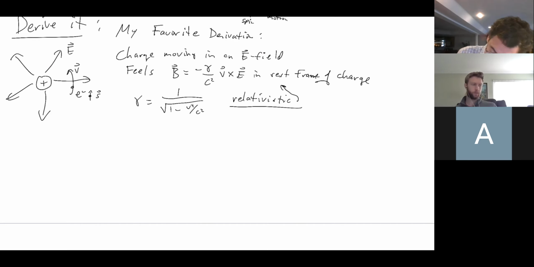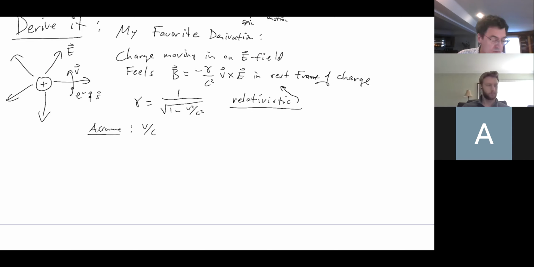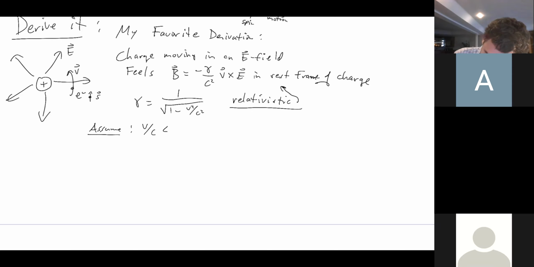Let's first assume that the velocity is not so big, that the velocity divided by c is small, in which case we can make the assumption that gamma is approximately 1. Then the B field experienced by the electron is equal to negative v over c squared cross E. That's just coming from that starting formula.